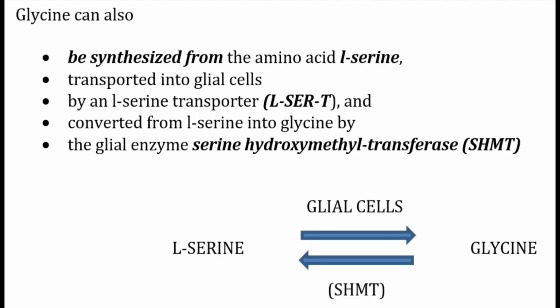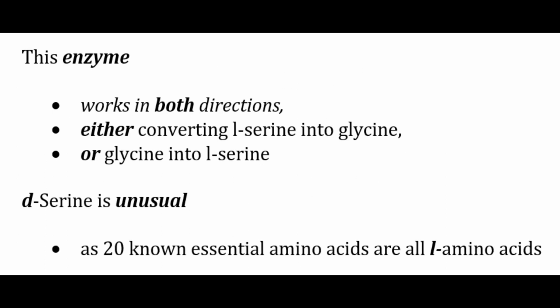Glycine can also be synthesized from the amino acid L-serine, transported into the glial cells by an L-serine transporter known as L-SERT, and converted from L-serine into glycine by a glial enzyme known as serine hydroxymethyltransferase, or SHMT. As can be seen by the equation, this enzyme also works in both directions, either converting L-serine into glycine or glycine into L-serine. Now D-Serine is very unusual, as the 20 known essential amino acids are all L-amino acids.